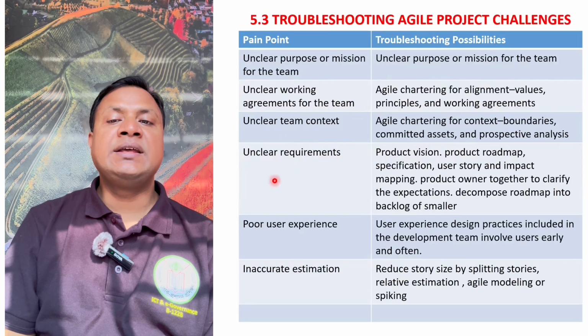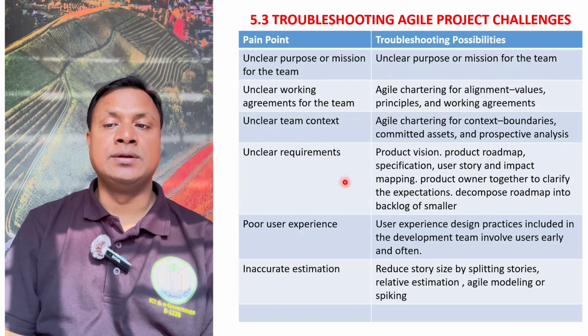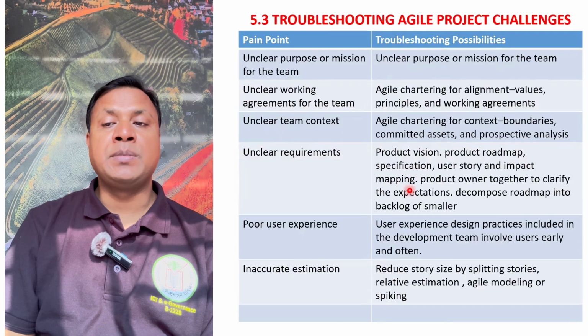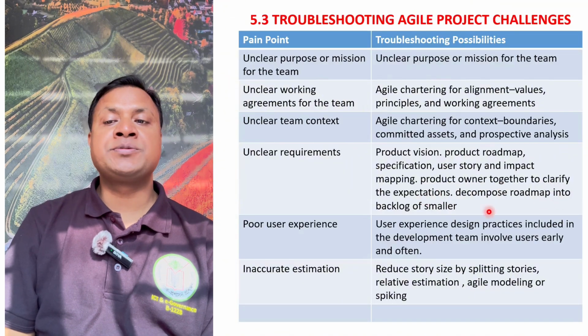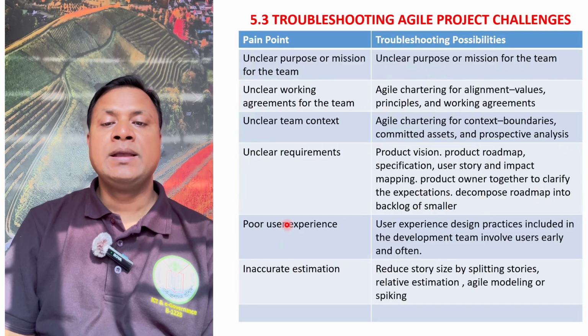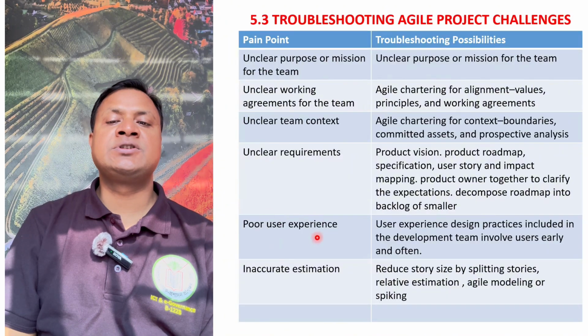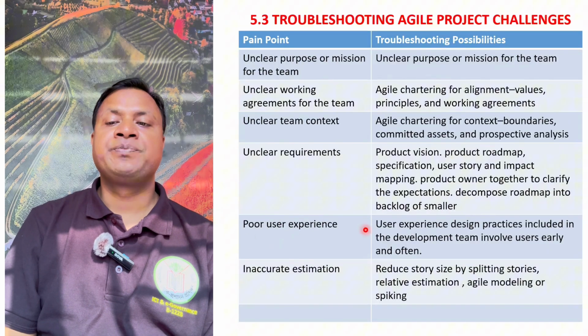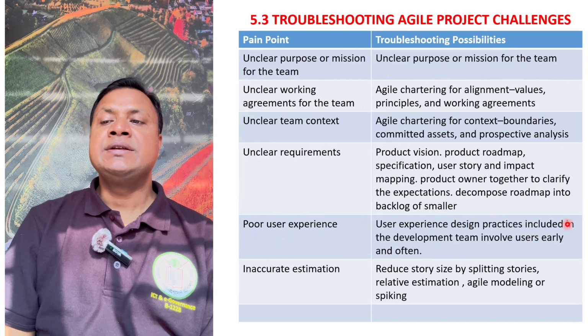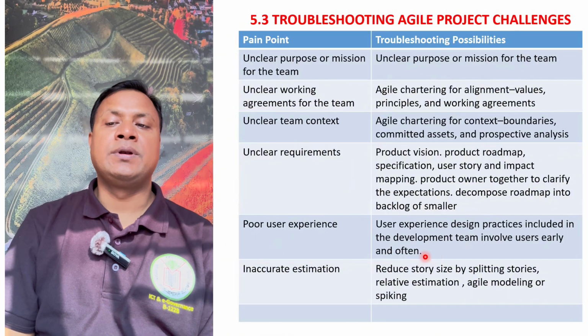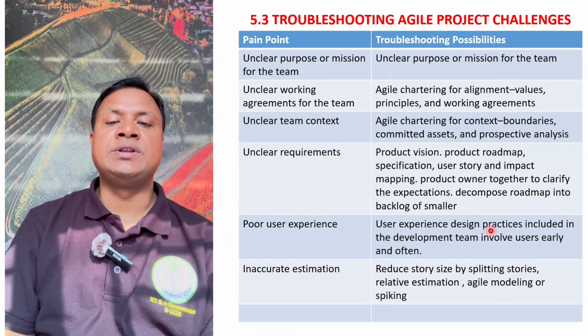If you have a problem of unclear requirements, you don't know what the requirements are exactly. So you should look into the product vision, product roadmap, specification, user stories and impact mapping, working with the product owner to clarify the expectation and decompose roadmaps into a backlog of smaller items. If you face a problem like poor user experience, this is your pain point. So what is the solution? User experience design practices included in the development team, involving users early and often. So user experience design practices should be there.